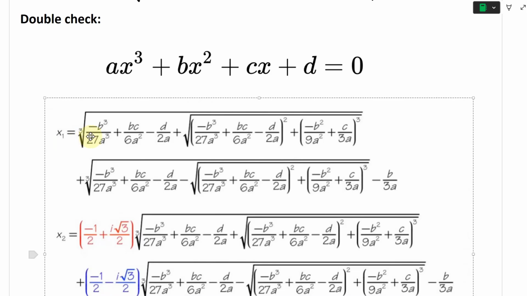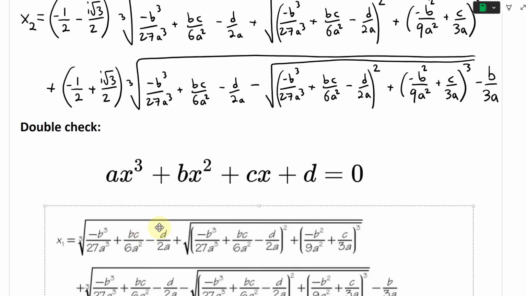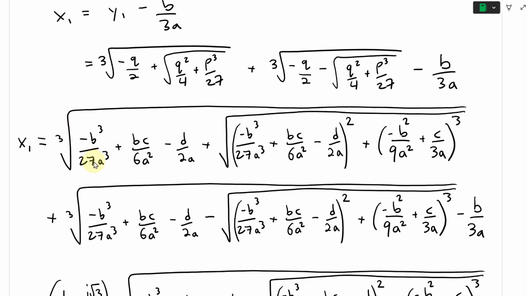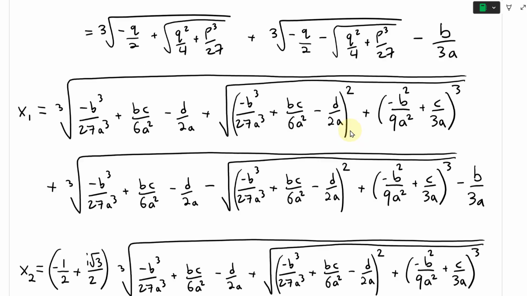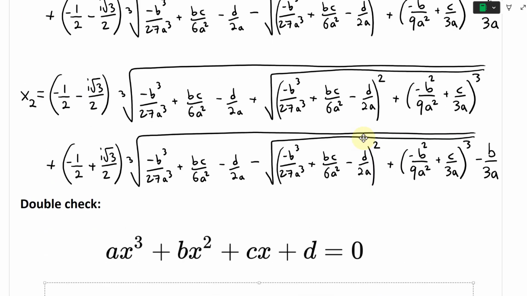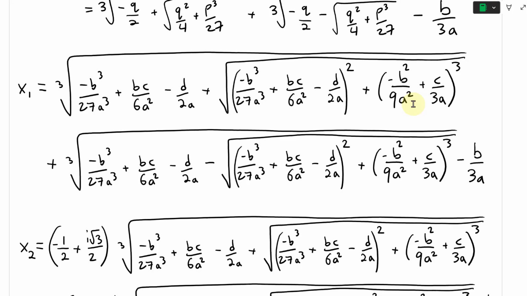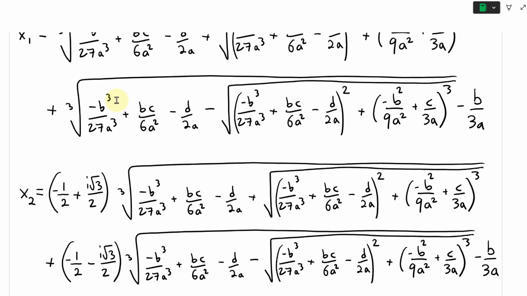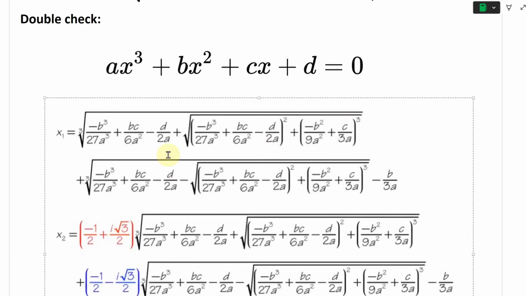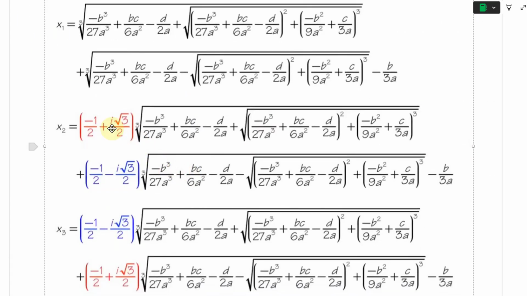So we have this cube root right here: negative b over 3a, cubed, over 27, plus bc over 6a squared, minus d over 2a. That's this part right here. Yeah, and then we have this plus square root, and exactly the same term inside there, squared. And this is exactly the same thing as this squared, plus now negative b squared divided by 9a squared, plus c over 3a, cubed. Then, yeah, this part right here, cubed. And then these ones are exactly the same thing, except this would be plus and minus, and there's a minus b over 3a. So plus, minus.